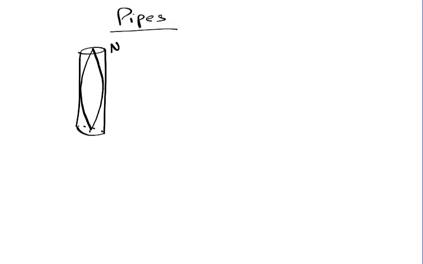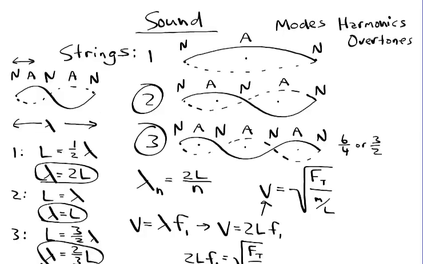Now, this is a node, this is a node, and this is an antinode. And this would be the mode of vibration that corresponds to the fundamental frequency, F1. So this would be our F1 standing wave. And if you scroll back to our previous page, you notice it has the same number of nodes and antinodes as our fundamental on the string.